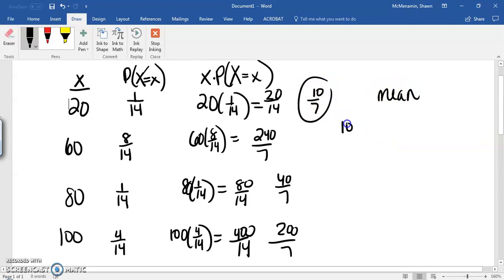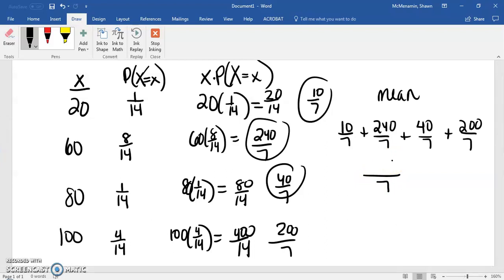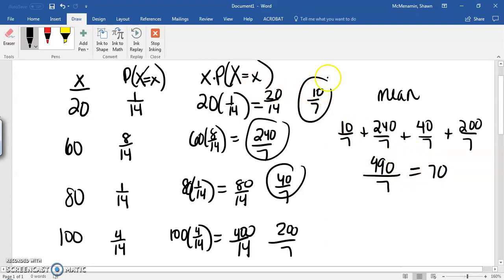To find the mean, you add up all these. So you have 10 sevenths plus 240 over 7 plus 40 over 7 plus 200 over 7. They all have the same denominator, so it's 10 plus 240 plus 40 plus 200, and so you get 490 over 7, which reduces to 70. So this is the third column. It's asking for the average, so the average is 70, so that's part A.